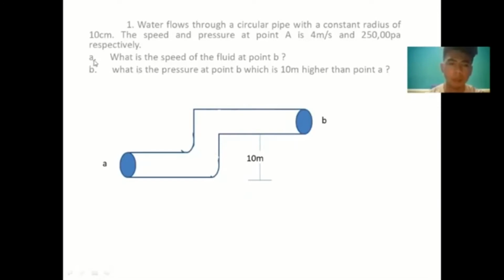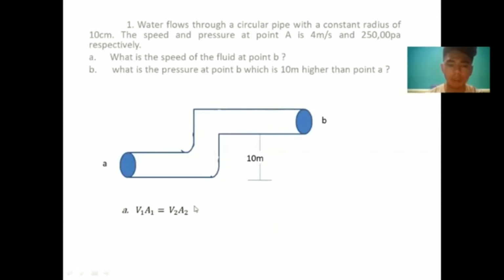So to solve part A, we know that the velocity 1 at point A is 4 meters per second, and the radius at point A is 10 centimeters or 0.1 meter. So we can say that V1 times A1 is equal to V2 times A2.